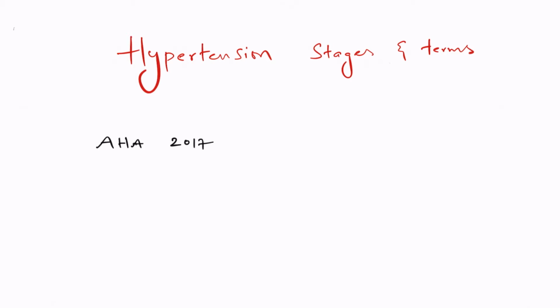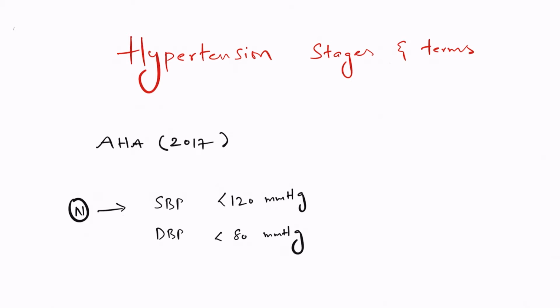Hi everyone, today I am going to discuss hypertension stages and the terms we use in hypertension. This is according to the American Heart Association guidelines, based on the 2017 guidelines. So what is normal blood pressure? SBP means systolic blood pressure, DBP means diastolic blood pressure. Normal SBP is less than 120 millimeters of mercury and diastolic is less than 80 millimeters of mercury. That is a normal BP.